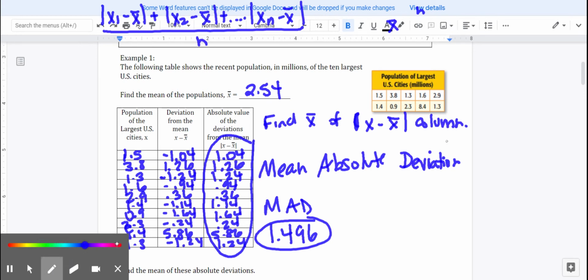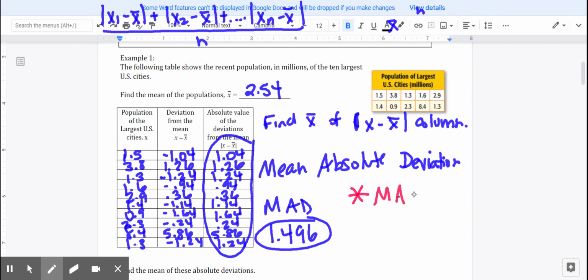So there's a couple things we need to know about the MAD. Very important for you to write in your notes that the mean absolute deviation can never be negative. We know that because we've taken the absolute value, which means we've removed every negative from the problem. So this is very important that the MAD cannot be negative.